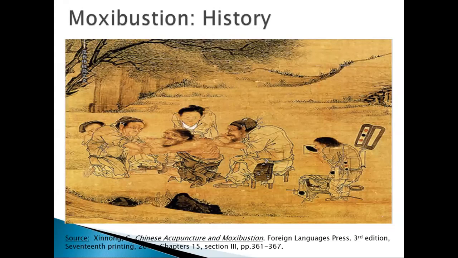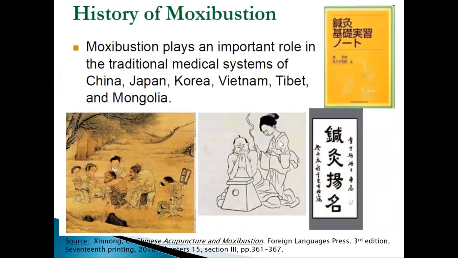So for the introduction, here in the ancient manuscripts of the Chinese, in one of their historical textbooks, comes this picture wherein you can see the patient with his back turned on the practitioner, and the practitioner is igniting a certain material on the patient's back. So this is generally the process of moxibustion. And moxibustion plays an important role in the traditional medical systems of China, Japan, Korea, Vietnam, Tibet, and Mongolia. So moxa has a very important role in terms of physical health as well as wellness practice in Asia.